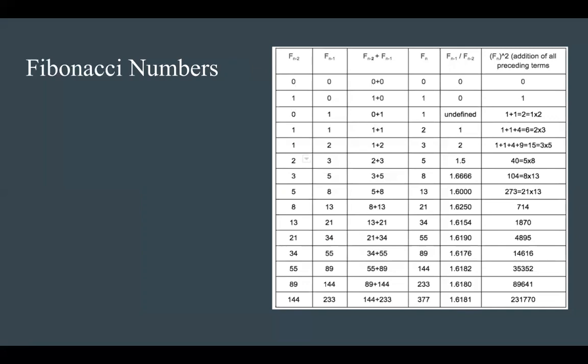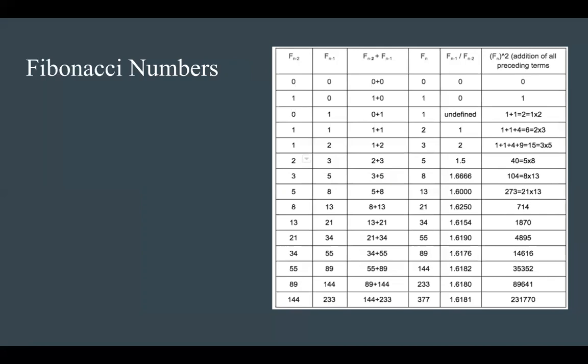1 plus 1 is 2. 2 plus its preceding term 1 is 3. 2 plus 3 is 5, and so on. We can also make different relationships out of these numbers. So if we divide f of n minus 1 divided by f of n minus 2, we get closer to the golden ratio. And I'll explain that more as we continue with the presentation.